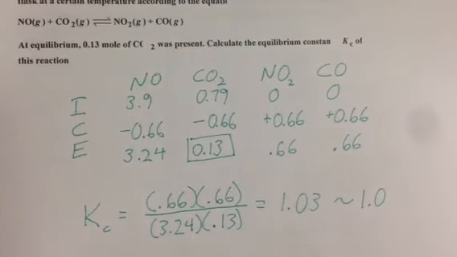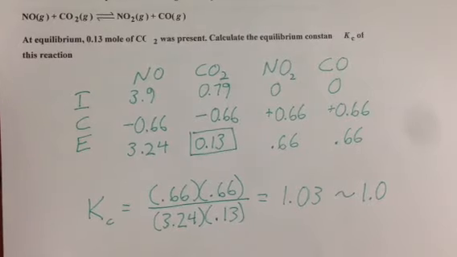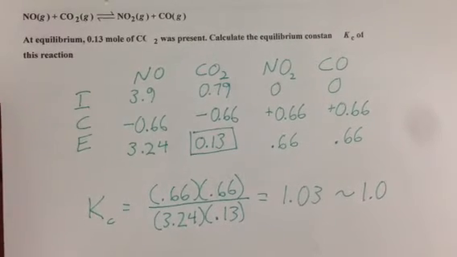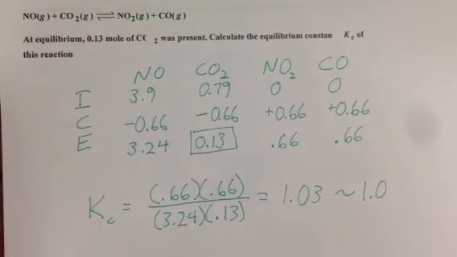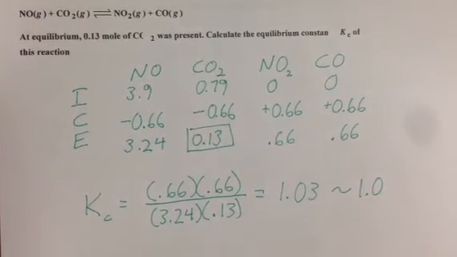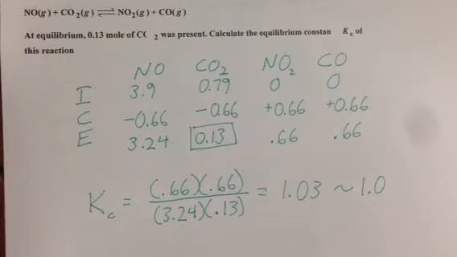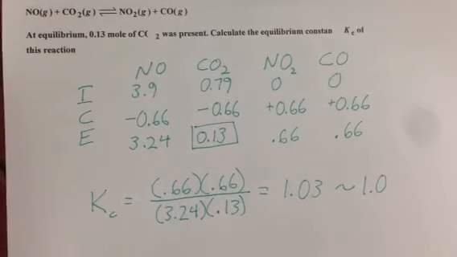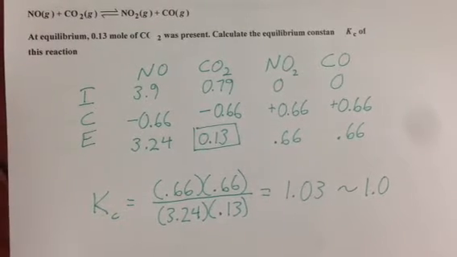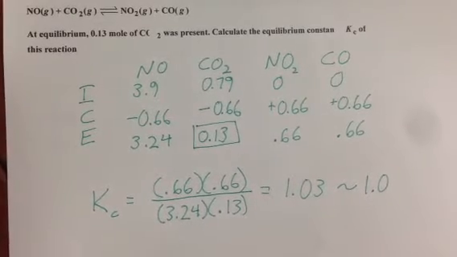We went back to the information that was given to us, that at equilibrium we had 0.13 moles of CO2. As a result, we could take the difference between the initial and equilibrium and know that that was our change. That is how we got the negative 0.66 in the CO2 column for change row.